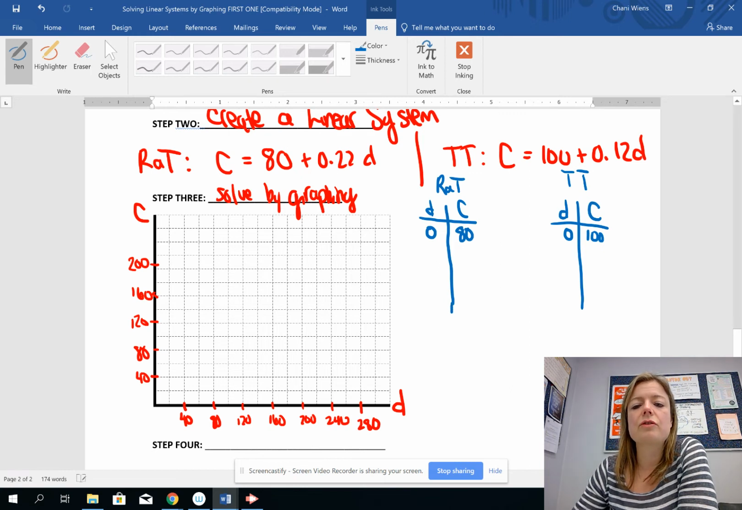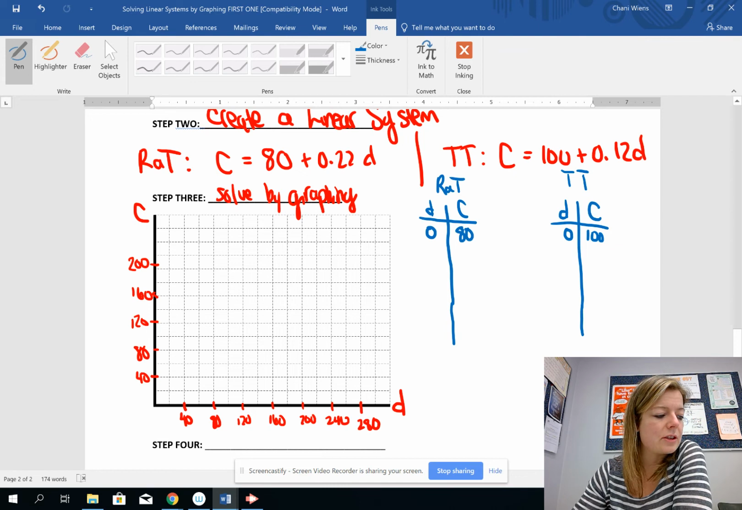What we're trying to do is find the spot where it's the exact same price. Eventually Tony's Trucks will be less expensive and Rent-A-Truck will be more expensive. If we get to a point where Rent-A-Truck is more expensive, we know that that crossover has happened. We know we've passed the point of intersection. So pay attention to that.